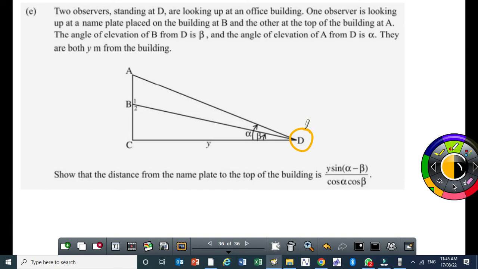Okay, angle of elevation of B from D is beta. Then the angle of elevation of A from D is alpha. They are both y meters from the building. Right, when you're answering this question, you also have to use common sense.